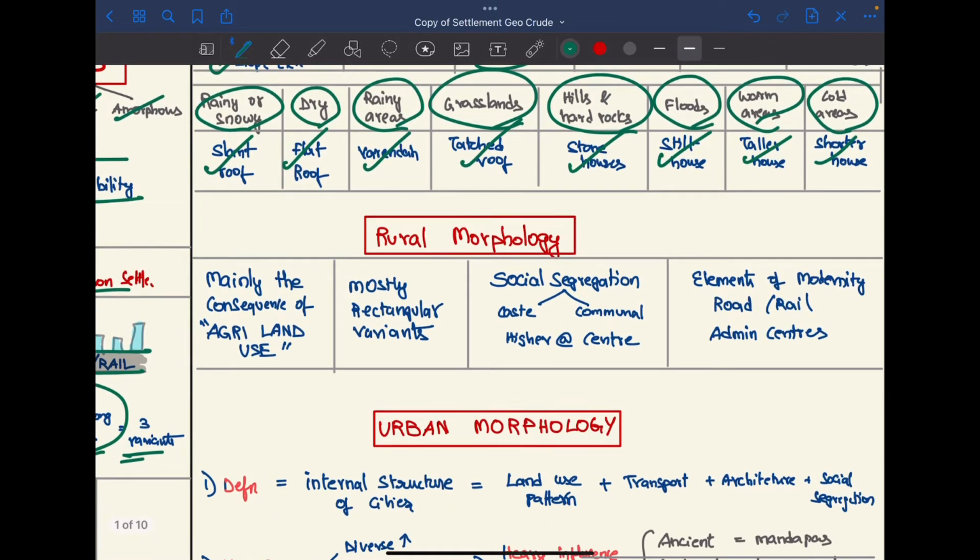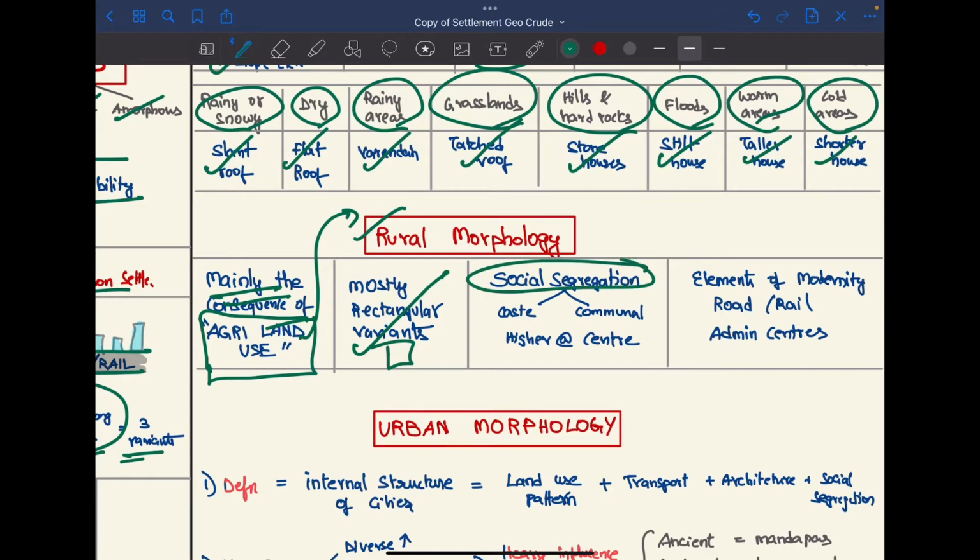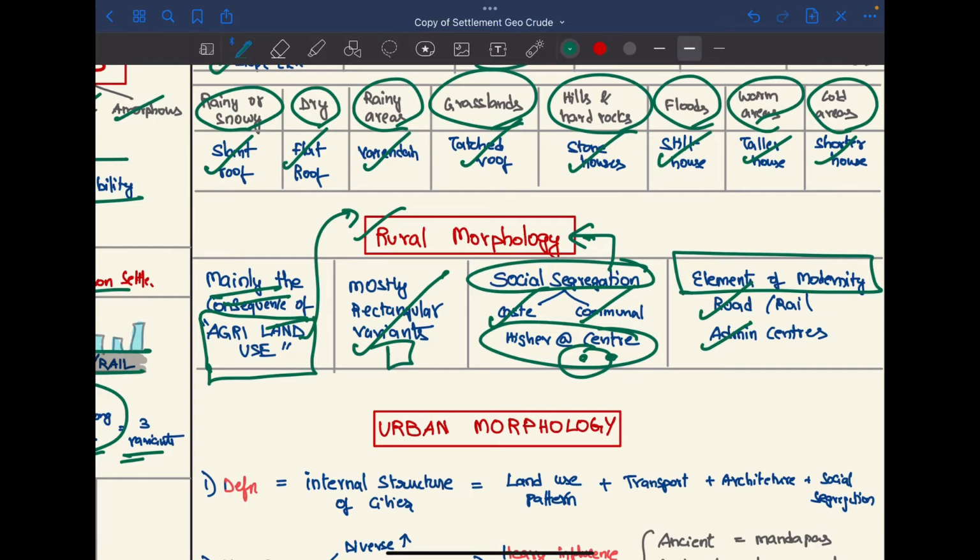Next, rural morphology. The single most important factor affecting the rural morphology is the agricultural land use. So this is the main factor. Mostly it will be the rectangular variants because they are most convenient, and social segregation is very strong in rural morphology, especially the caste and communal segregation. Higher and richer castes generally live in the center of the villages, and lower castes live in the periphery of the villages. Next, we have the elements of modernity like roads and rails and administrative centers.